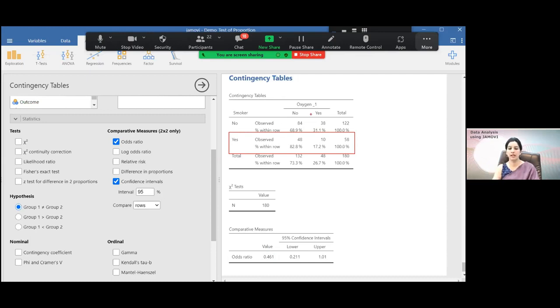You can calculate also, like what will be the odds of oxygen requirement in case of a smoker. All of you, please calculate what will be the odds of oxygen requirement in case of a smoker. Oxygen requirement, one is yes and zero is no. So all of you, please write in the chat box.